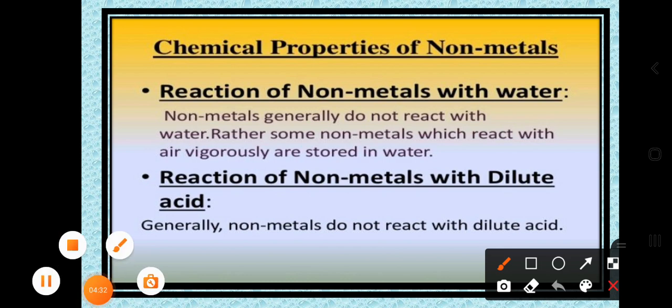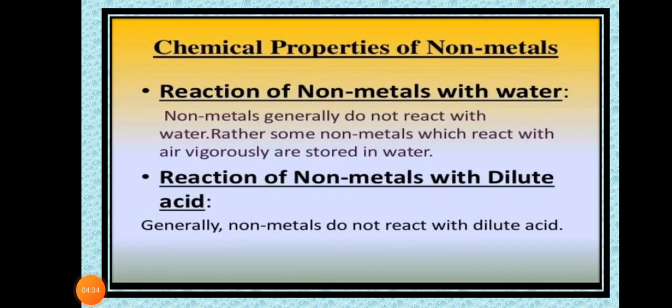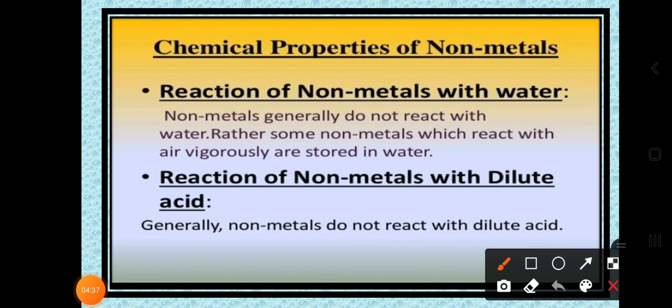Whether a non-metal reacts with dilute acid: dilute means it is not a pure form of the acid, some amount of water is there in the acid solution, so generally non-metals do not react with dilute acid. So dear students, what happens when a metal reacts with the acid?